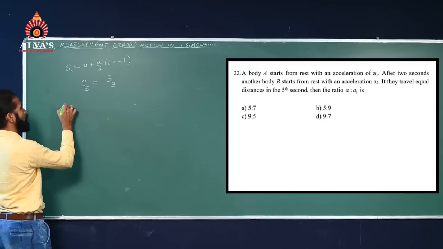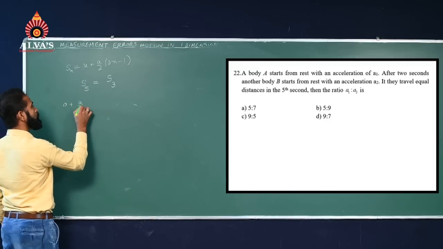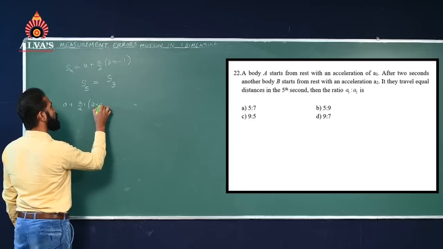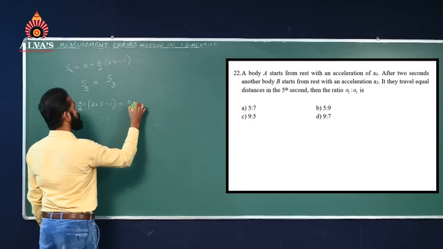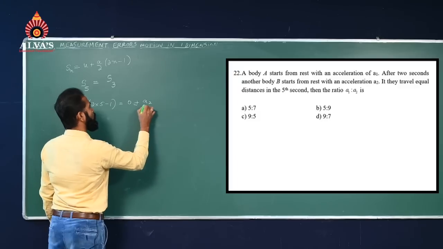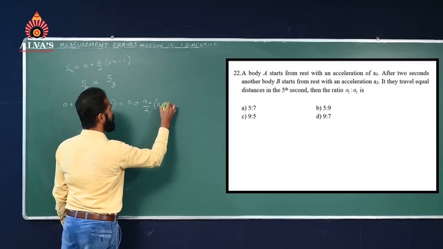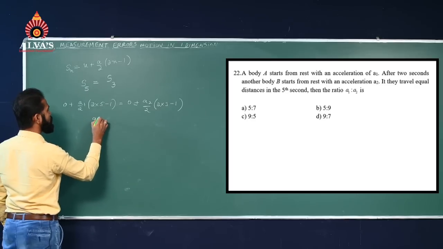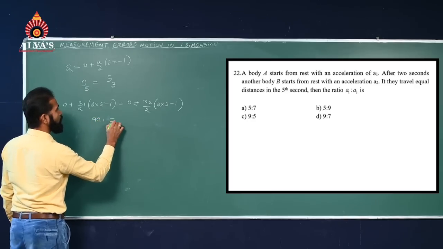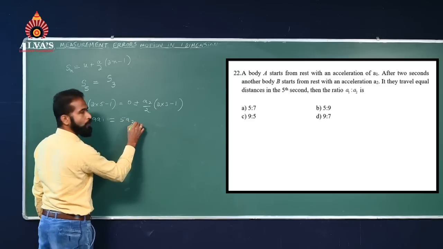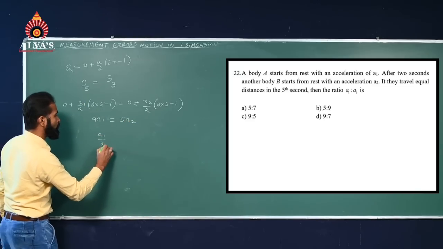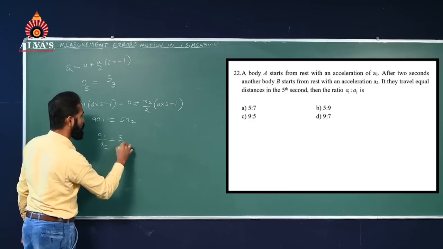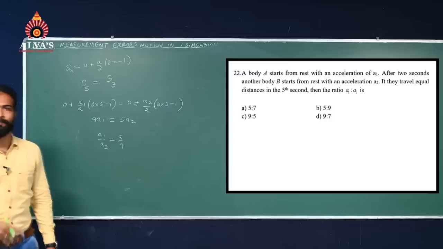So therefore this becomes 0 plus A by 2. I'll take this as A1. Here 2 into 5 minus 1. On the other side 0 plus A2 divided by 2, 2 into 3 minus 1. So this is 9 times A1 should be equal to 5 times A2. So therefore the ratio A1 by A2 is going to become 5 is to 9. That is option B.